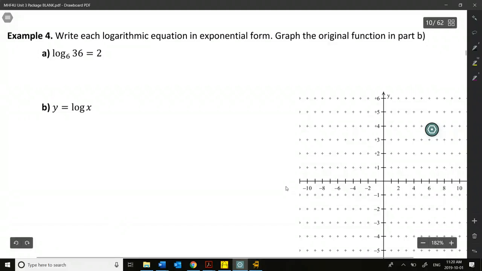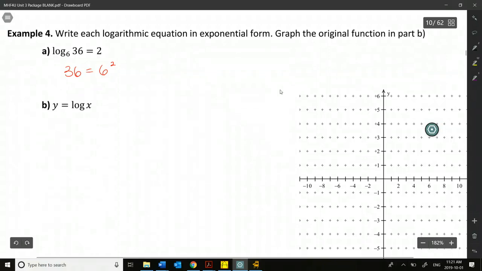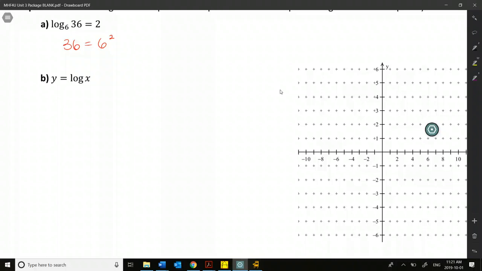We're going to write these in exponential form. Does anyone want to give A a try for us? Jonathan? 36 equals 6 squared. Yes. So this should make sense, right? We know 6 squared is 36. So the base becomes the new base of our exponential. The answer to that logarithm is the exponent of the base, and then we'll get out 36. That's awesome. So that's just doing the opposite of what we just did? Yes, exactly. Okay, and then graph the function in part B. So I'm looking for what this function's exponential function would be.